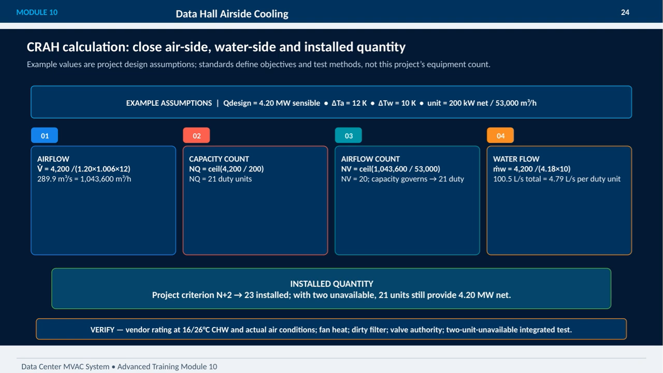For water flow, we divide the heat load by the product of water's specific heat capacity and temperature difference, giving a total water flow of about 100.5 liters per second, or roughly 4.79 liters per second per unit. Finally, considering the project's N+2 redundancy criterion, 23 units should be installed, so that even if 2 units are unavailable, the system can still deliver the full 4.20 megawatts net capacity. It's crucial to verify all these calculations with vendor ratings under specified chilled water and air conditions, account for fan heat, filter condition, valve authority, and perform tests simulating 2-unit unavailability to ensure reliable performance.